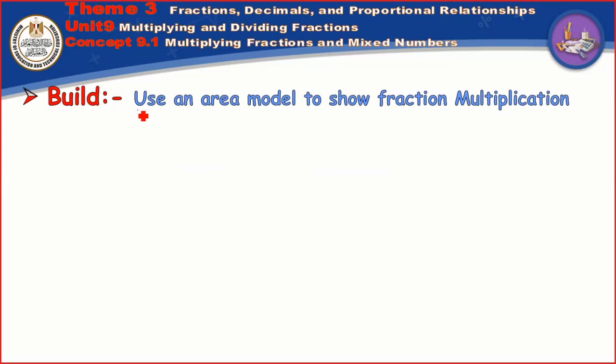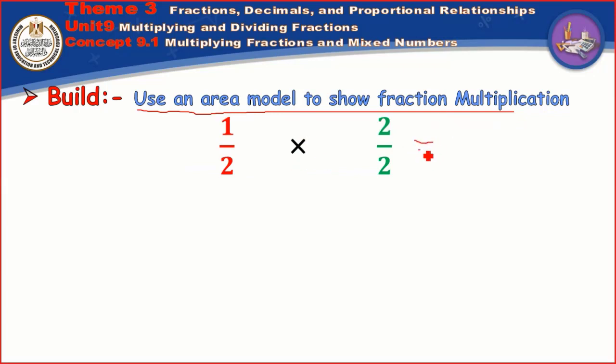Read with me, please: use an area model to show fraction multiplication. The equation is 1 half multiplied by 2 over 2. I know that 2 over 2 equals 1 whole, but I write it in fraction form. We use the area model.